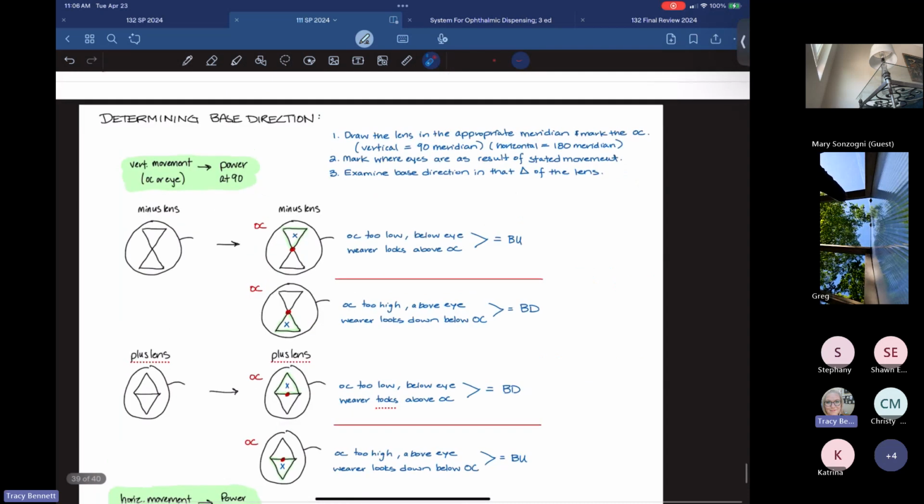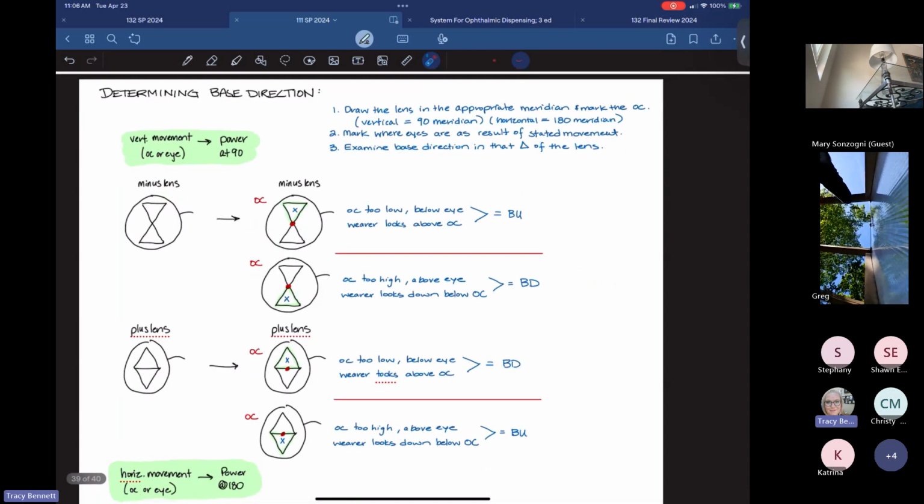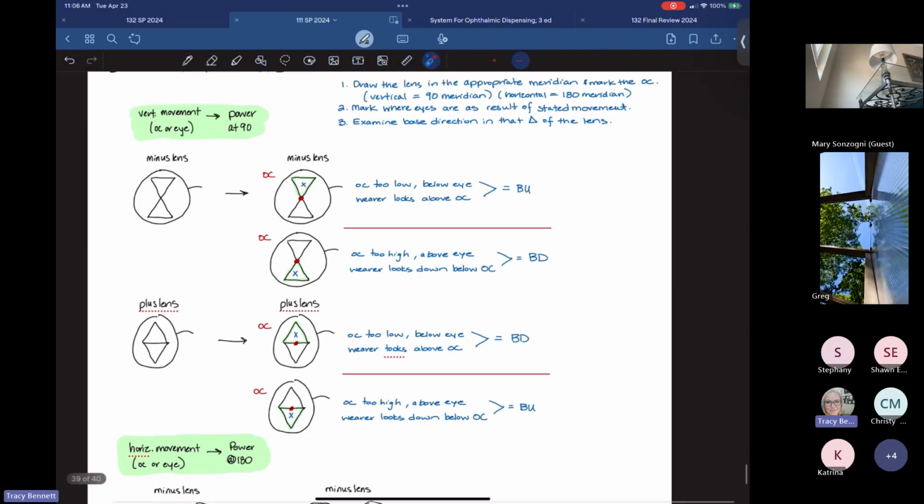Do you guys feel a little bit better about prism? Prism base direction is pretty big on the exam, the ABO as well too. So do y'all feel okay with that one? A little bit more at least, hopefully.